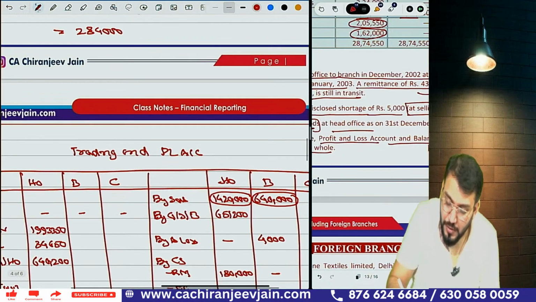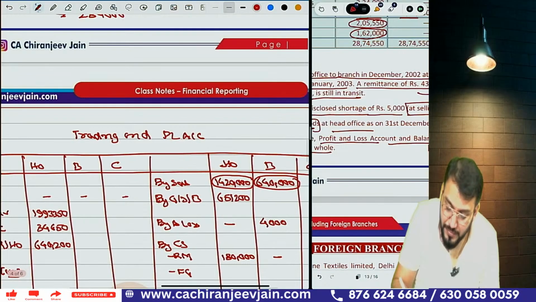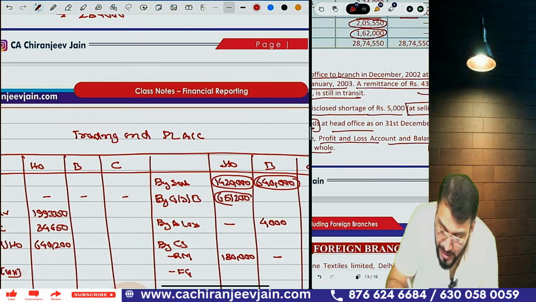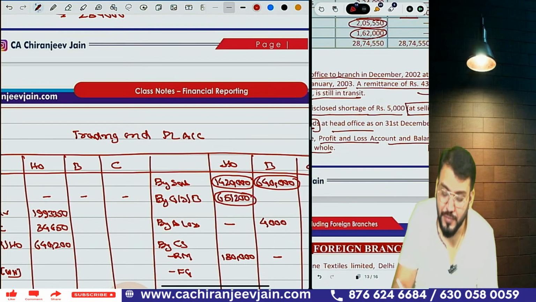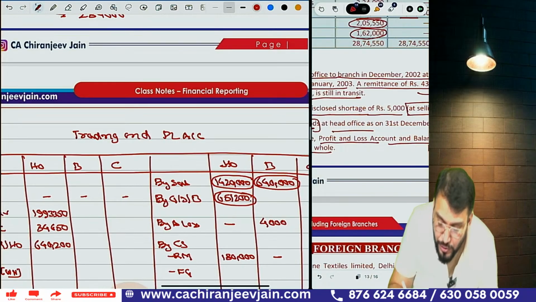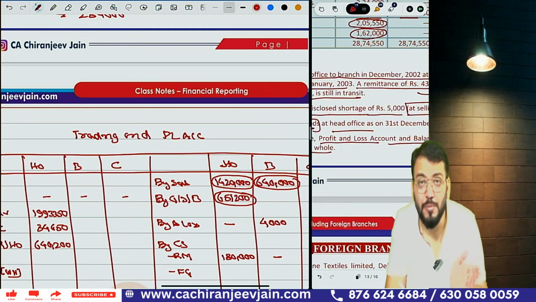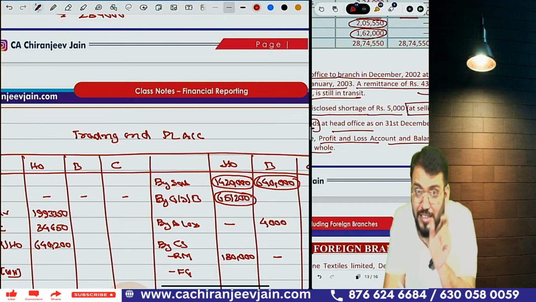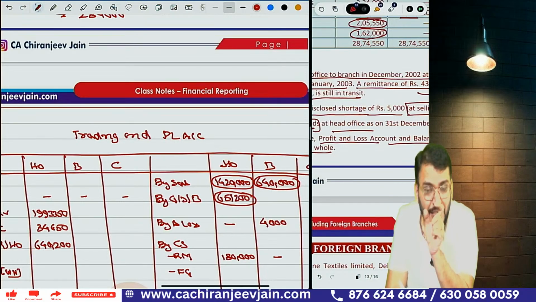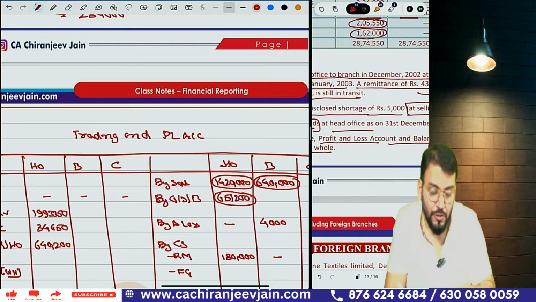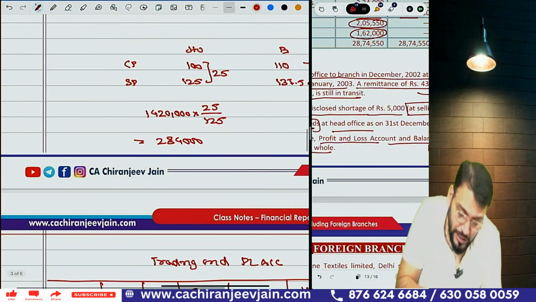Similarly, this is also one type of sales, 6,51,200. This 6,51,200 has been transferred at 110, so in this, 10 rupees is the profit. So in this also we can calculate.